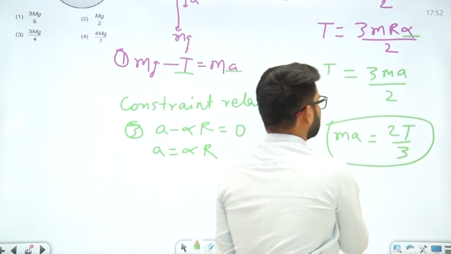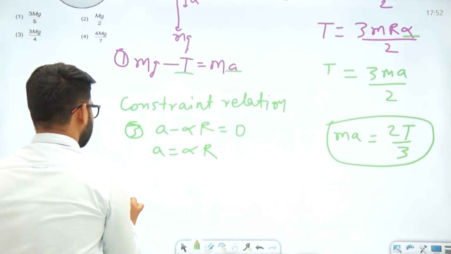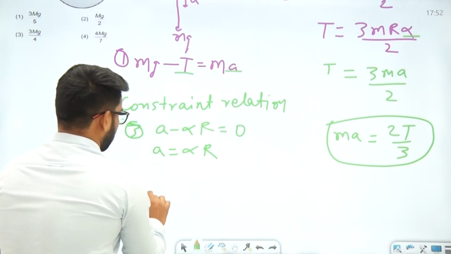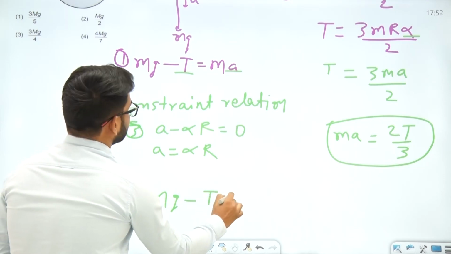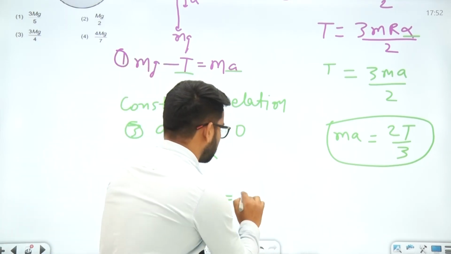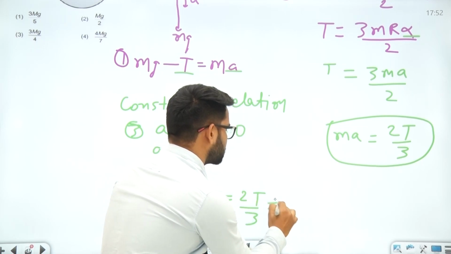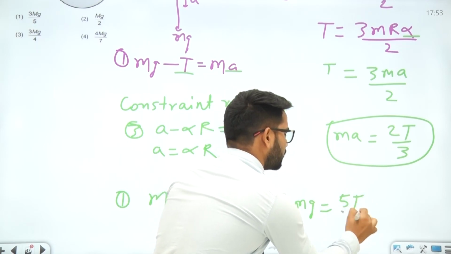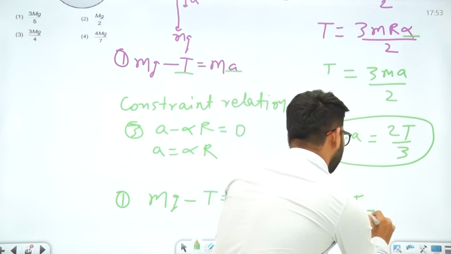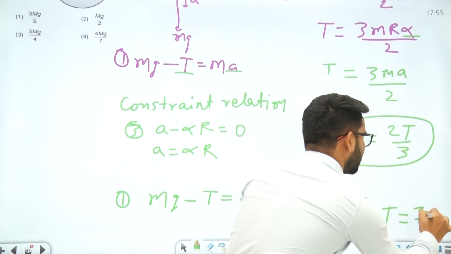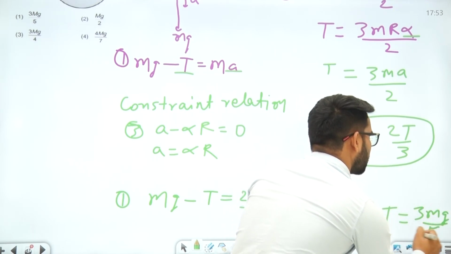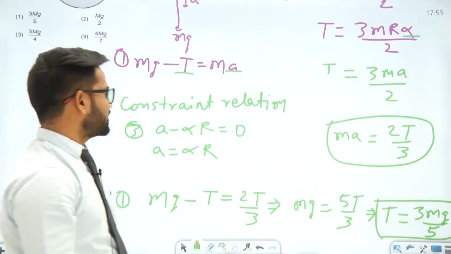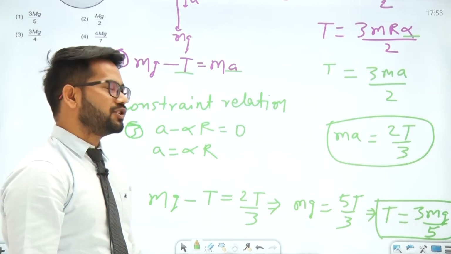Let's put this in the first equation. First equation we have mg minus T equals ma. ma we got 2T over 3. To simplify this, mg equals what? 5T over 3. So from here you got T equals 3 mg over 5, and this is our answer. We got the tension in the string, that will be 3 mg over 5.